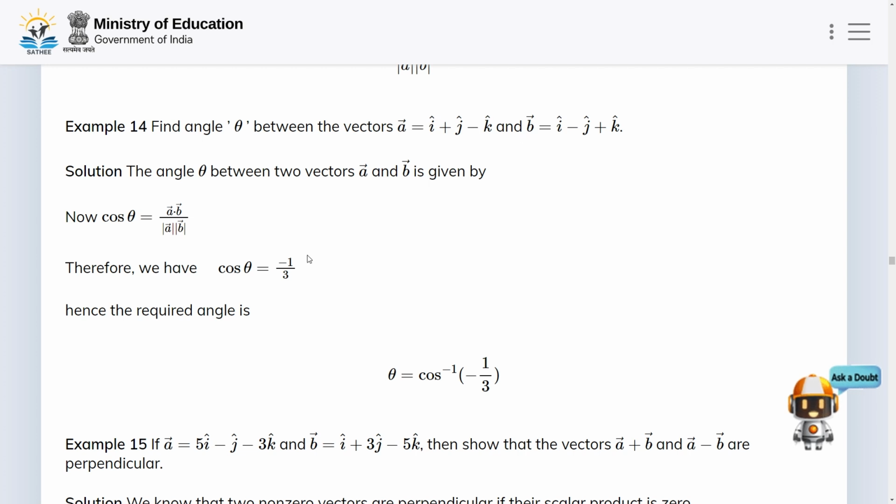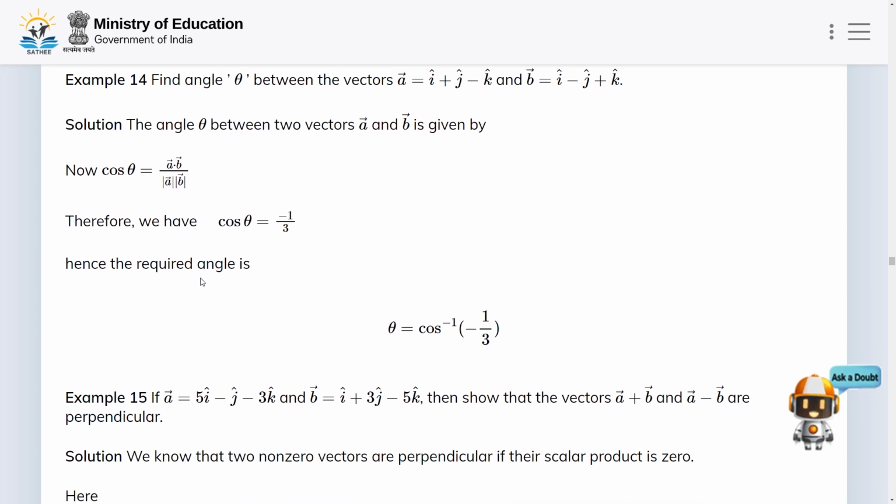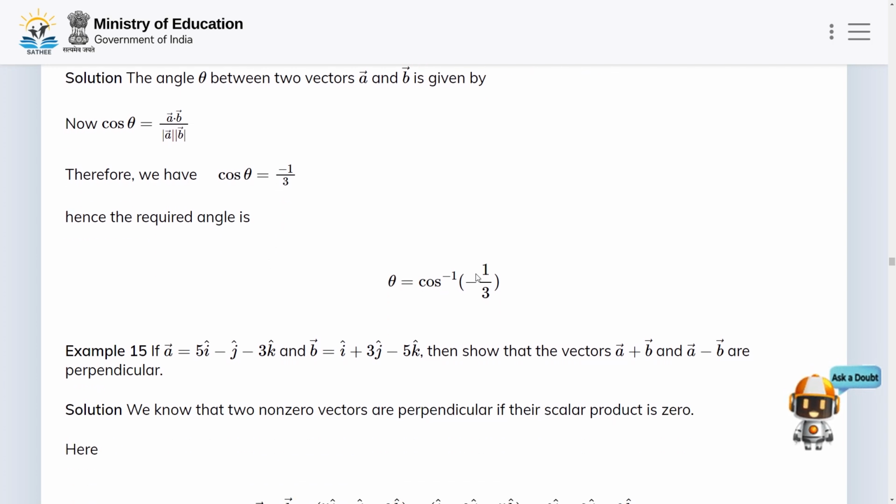The magnitude of A is the same as the magnitude of B, which is root 3. This means root 3 squared, which is just 3. So cos theta will be minus 1 by 3. Hence your angle theta is equal to cos inverse of minus 1 by 3. Yes, so you have this as your required angle.